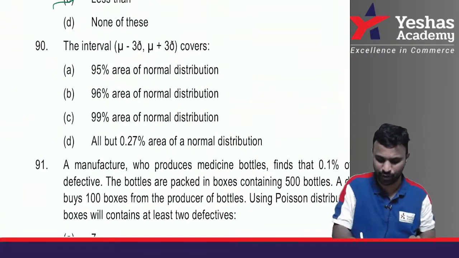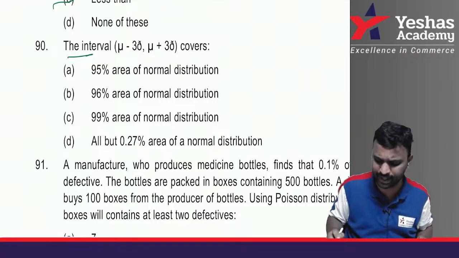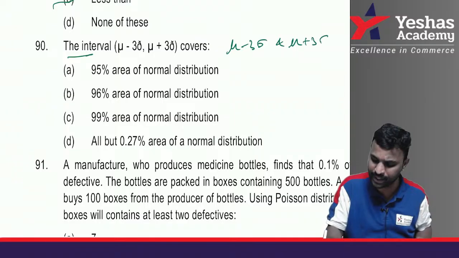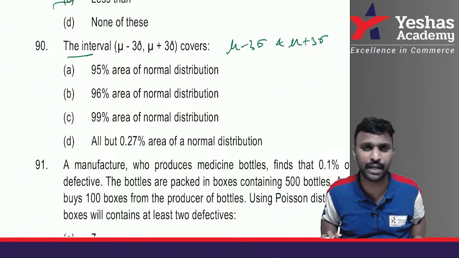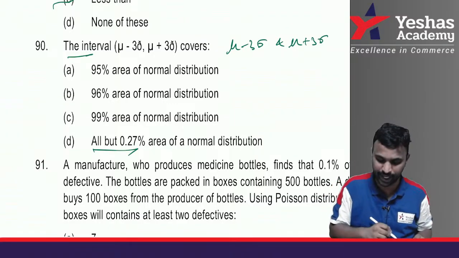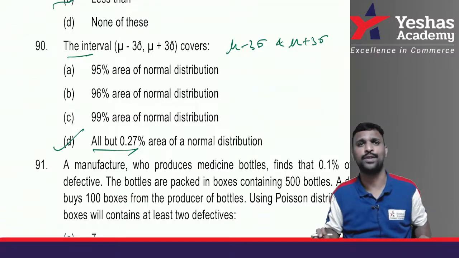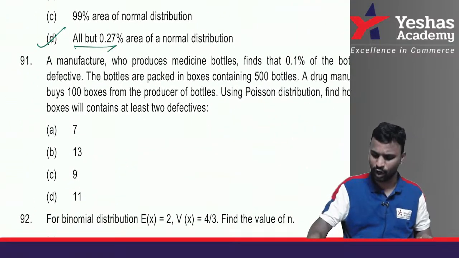Moving on to the next question, question number 90. The interval mu minus 3 sigma to mu plus 3 sigma, how much area does it cover? 99.73%. So if you can see option D, all but 0.27% of the area means 99.73% only. Guys, moving on to the next question.